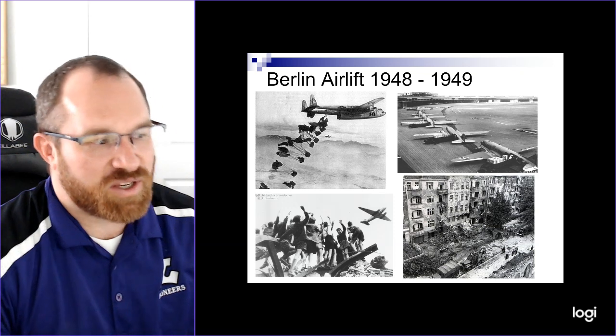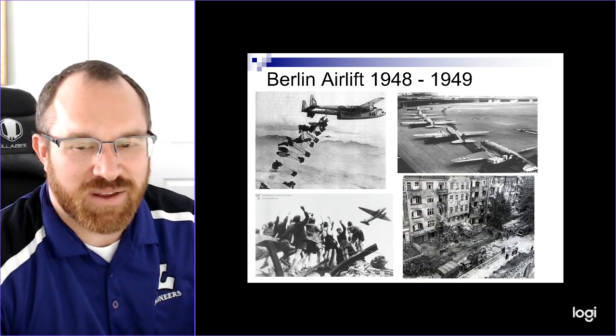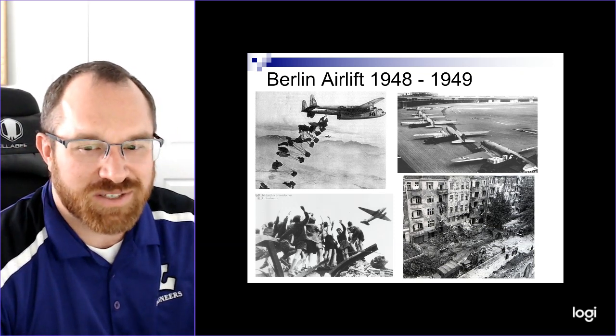Now, just pictures that go into this, again, the Berlin Airlift, you see how bad Berlin looks. They definitely need supplies.